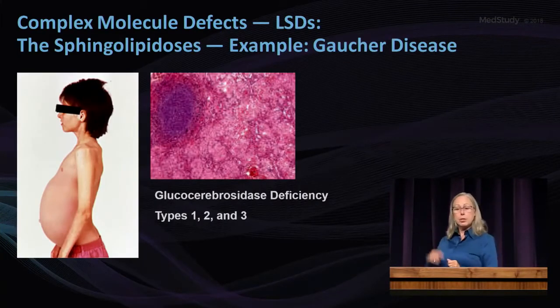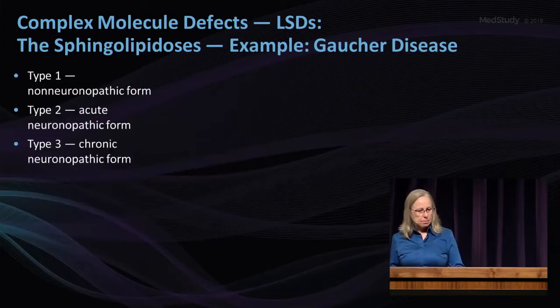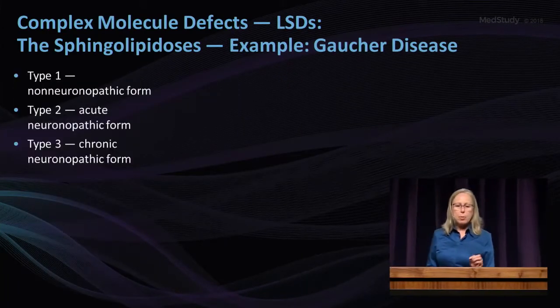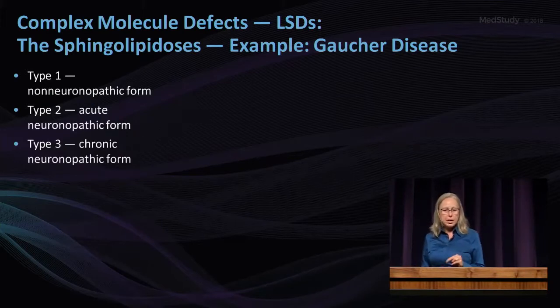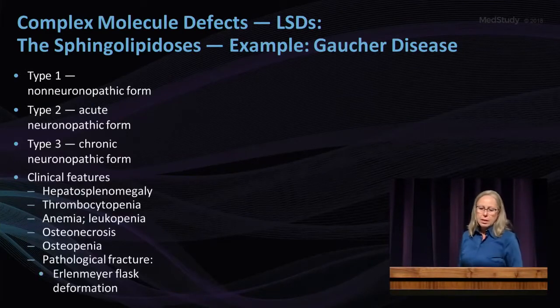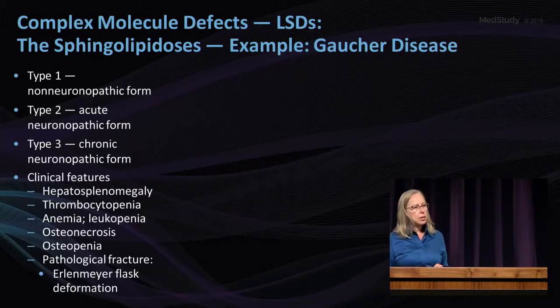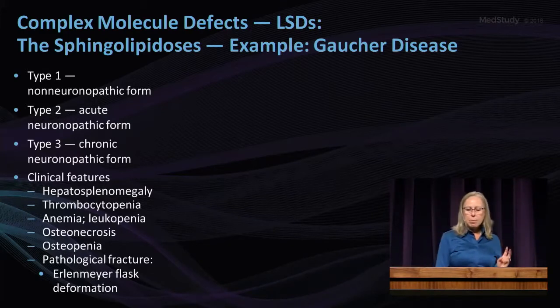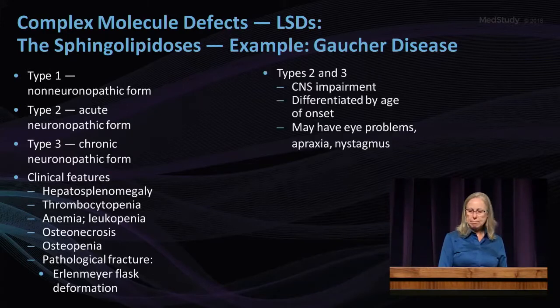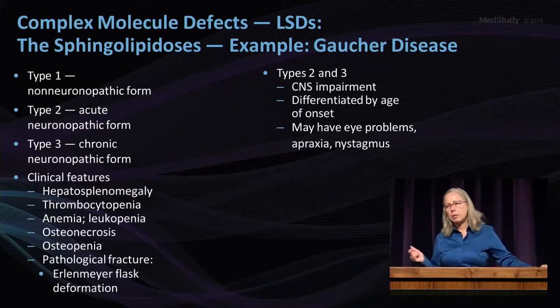All right, sphingolipidosis, Gaucher's disease. Type 1 is a non-neuronopathic form. Type 2 and type 3 both have neuro findings. Classic features include hepatosplenomegaly, thrombocytopenia, anemia, leukopenia, osteonecrosis, osteopenia, and pathologic fracture with an Erlenmeyer flask deformation. Again, types 2 and 3 have CNS involvement, and they're differentiated by the age of onset. They can have eye problems, apraxia, and nystagmus.